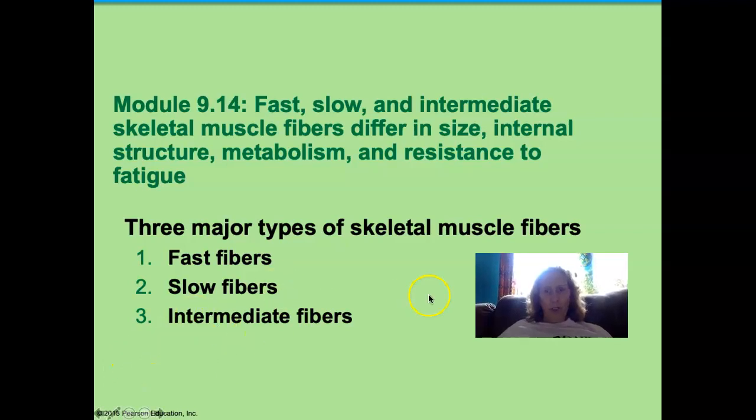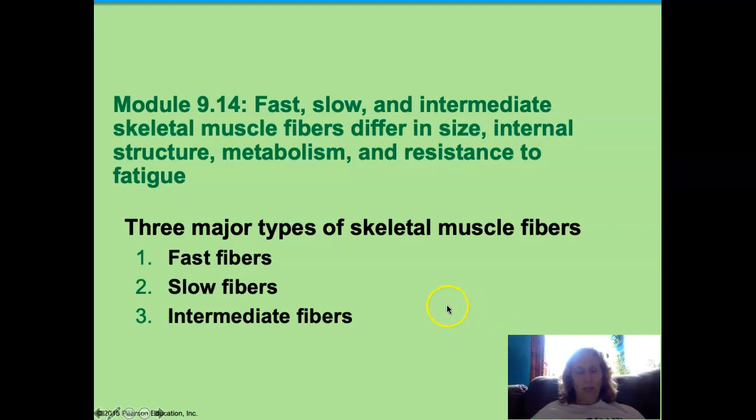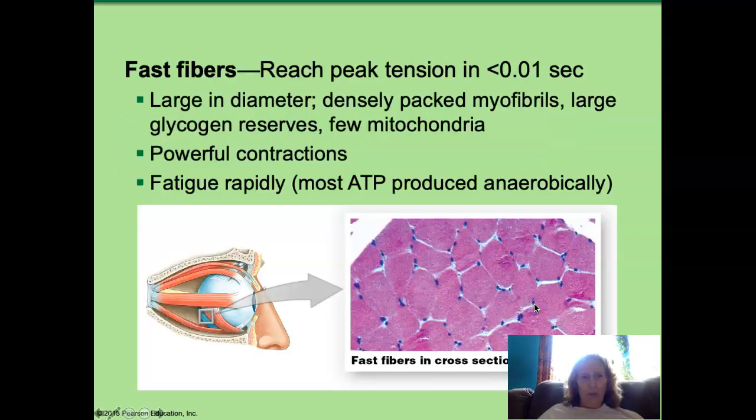There are only two more sections remaining in the muscle chapter. This first one talks about the difference between slow and fast fibers, and then we will move on to disorders. So there are three major types of skeletal muscle fibers: slow, fast, and intermediate. Fast fibers are different in appearance. They're larger in diameter. They have very few mitochondria, but lots of glycogen.